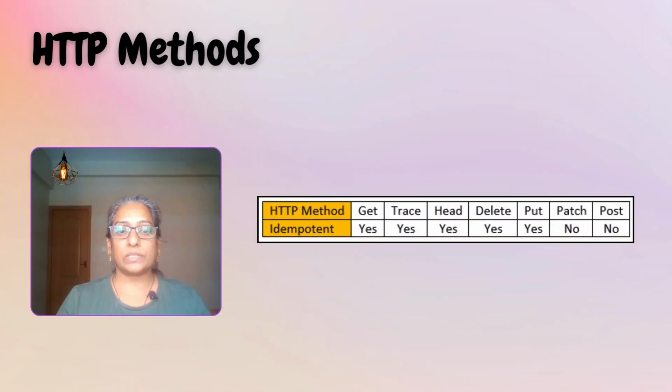Most of the HTTP methods are already idempotent, so we don't need to make them explicitly idempotent. However, some of the methods, such as post and patch, are non-idempotent by nature, but they can be made idempotent.